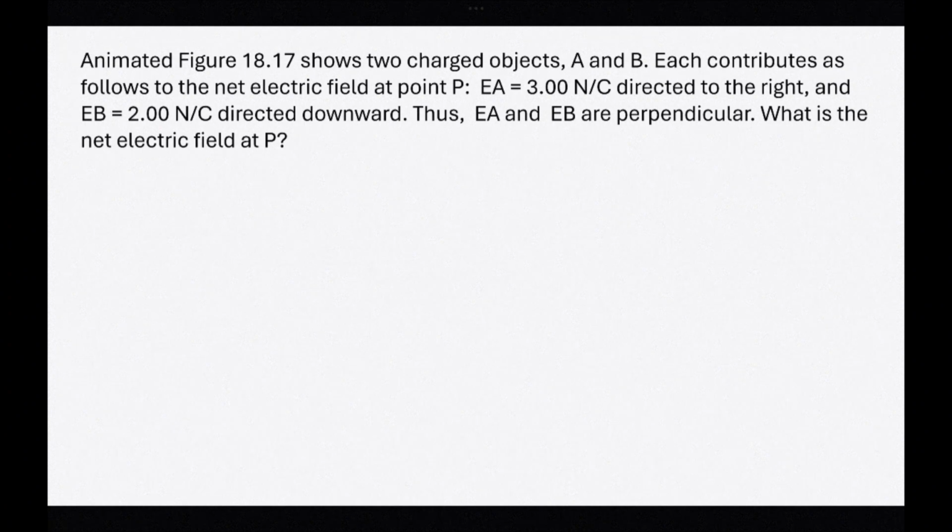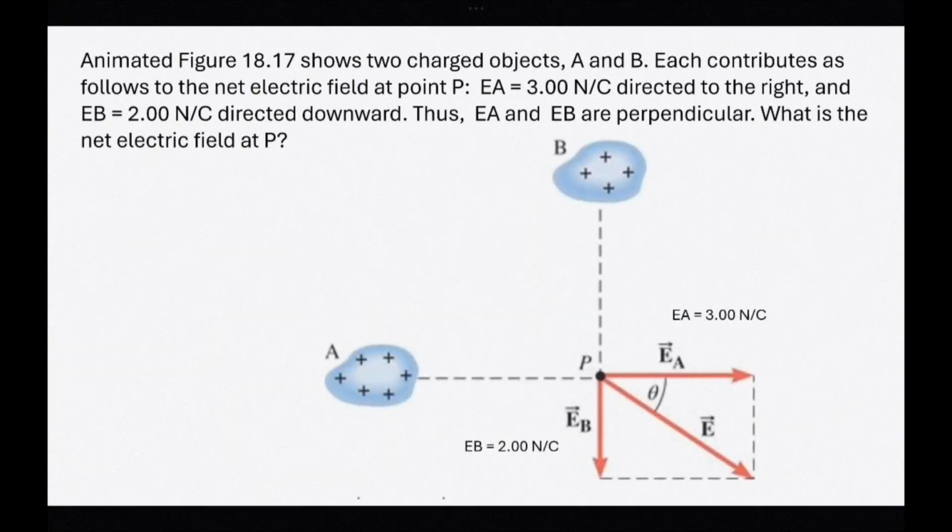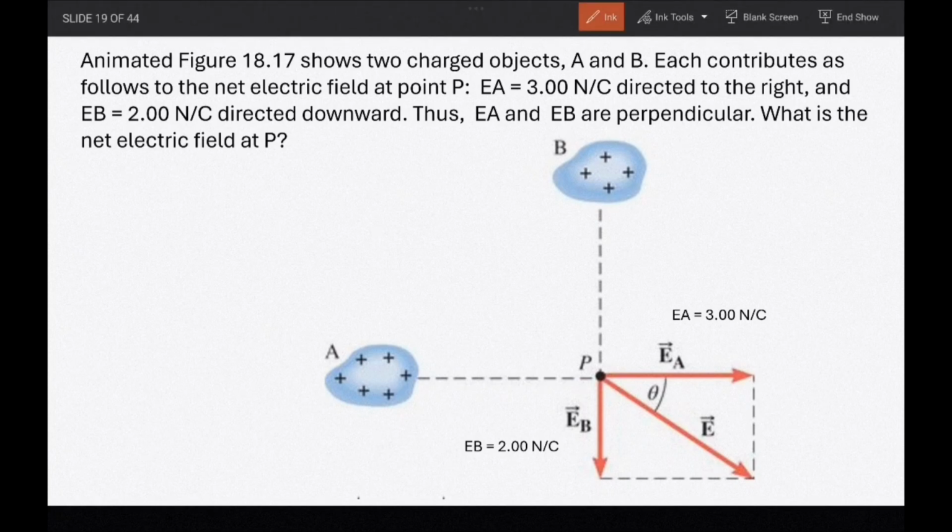According to our problem, the A and B each contribute as follows to the net electric field at the point: vector A, 3 Newton per coulomb, directed to the right, and vector B, 2 Newton per coulomb directed downward. Now, vector A and B are perpendicular. What is the net electric field at the point? So the point here is here. This is our point.